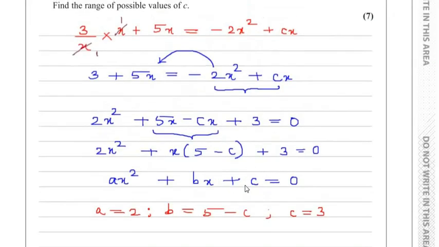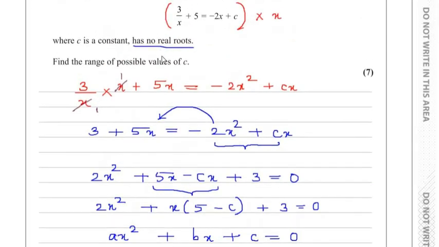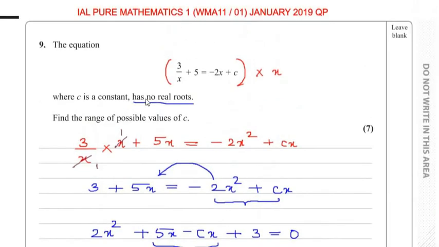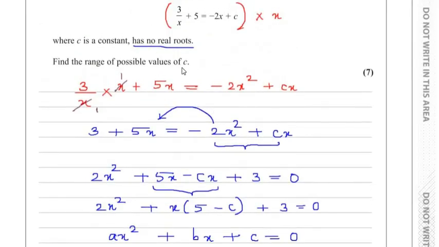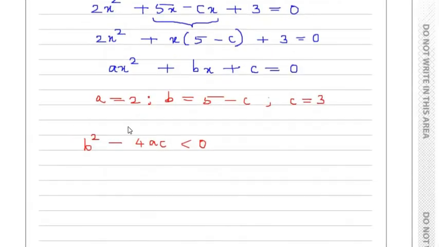Now remember that this c and this c are not the same. This c is a constant they have given, we haven't yet found it out. Now they have said that the given expression has no real roots. If this is mentioned, there is a condition for the discriminant: b squared minus 4ac has to be less than 0, because it has no real roots. So this is the condition to be followed for the discriminant.